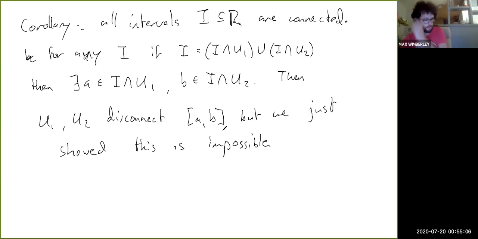This actually will be useful in formulating a second proof of the intermediate value theorem by first proving a generalized intermediate value theorem and then specializing that version to the case where the codomain of the function is R. So we'll look at that in the next video.